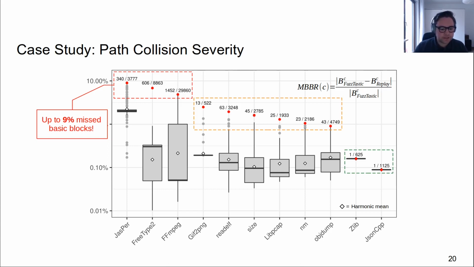And even worse, for the first 3 benchmark programs, Jasper, FreeType 2 and FFmpeg, we can see that there are fuzzing campaigns where up to 9% of basic blocks have been missed when using the inputs that are stored in the fuzzer queue instead of measuring the coverage from all generated inputs. And this definitely leads to a wrong fuzzer evaluation.